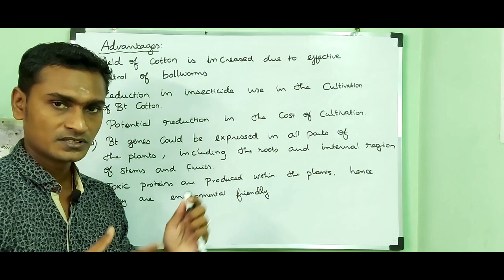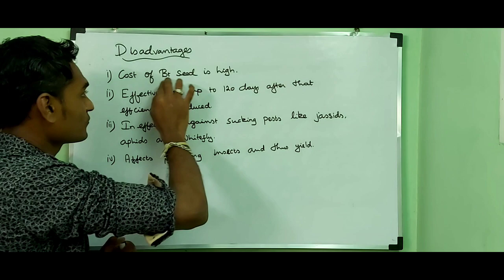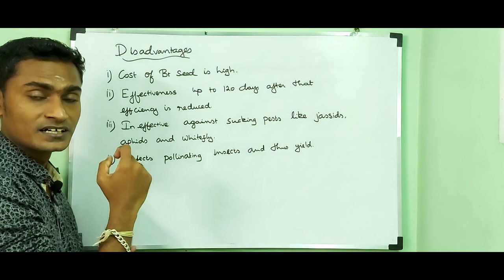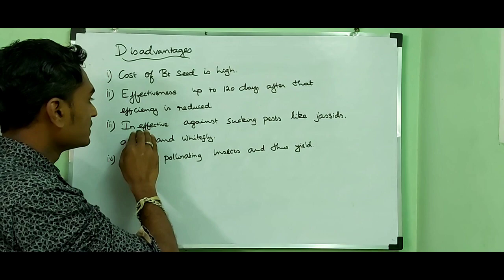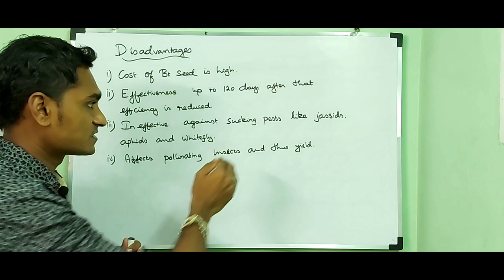Then I'm going to tell about the disadvantages. Here I have written some of the disadvantages of BT crops. The cost of BT seed is high. It is not cheaper. The effectiveness of the seed lasts only up to 120 days. After that, the efficiency of the seed is reduced. BT crops are ineffective against sucking pests like jassids, aphids and whitefly.